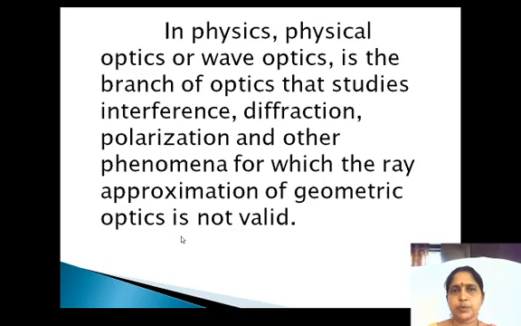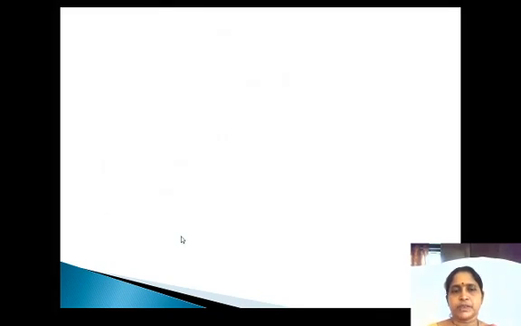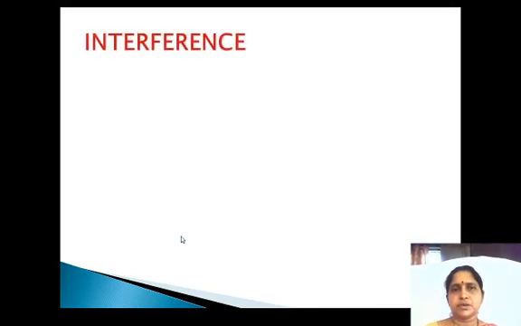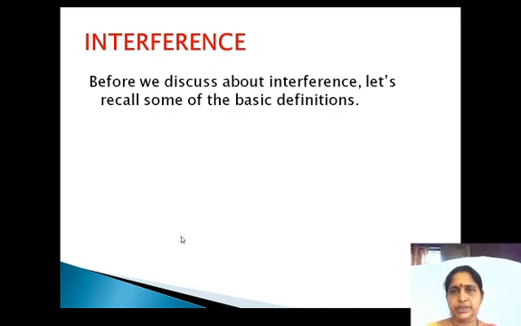In physics, physical optics or wave optics, both are the same, is a branch of optics that studies interference, diffraction, polarization, and other phenomena for which the ray approximation of geometric optics is not valid. The phenomena where geometric optics is not valid, we discuss using wave optics. In wave optics, the first phenomenon is interference.